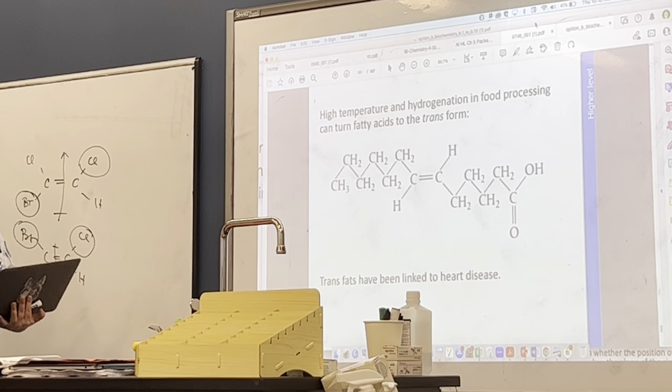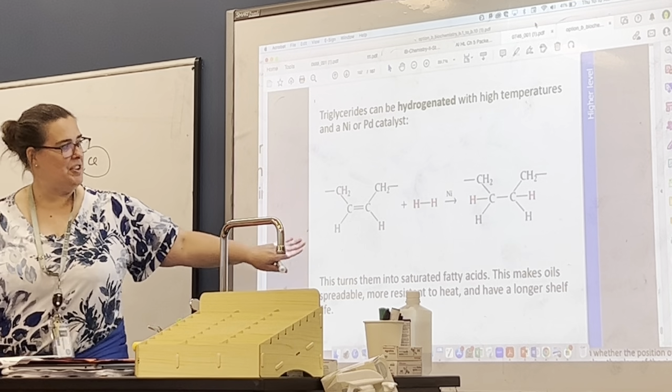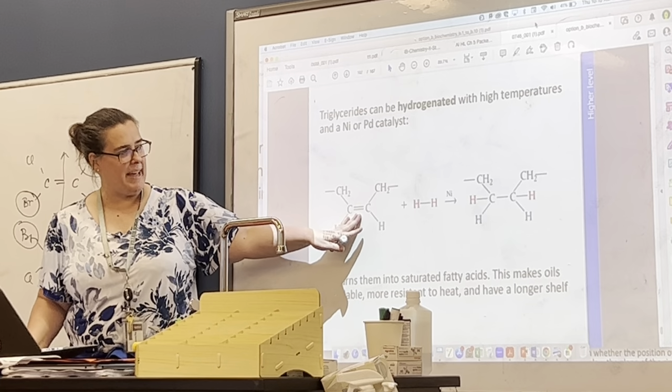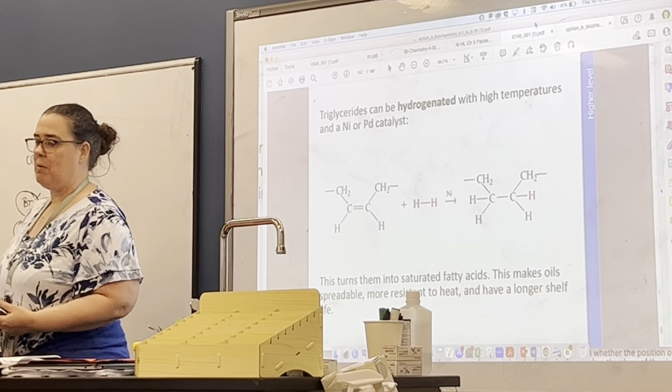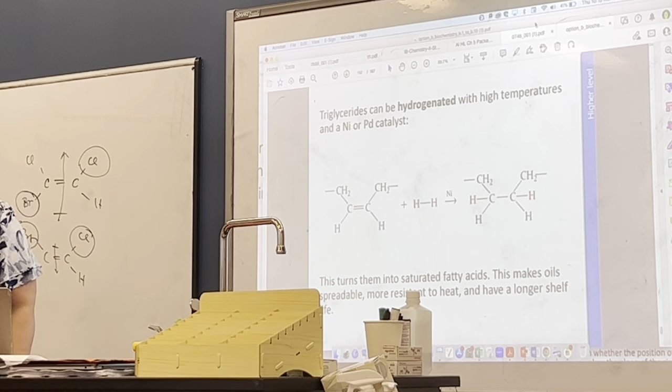Trans fats are bad for your heart. Cis fats are naturally occurring. Cis fats are liquids. Trans fats are solids. Margarine, for example. You can hydrogenate a fat. You hydrogenate by adding a hydrogen across a double bond and making it a saturated fat. That would make an oil, a liquid, turn into a solid, because the packing efficiency would go up.